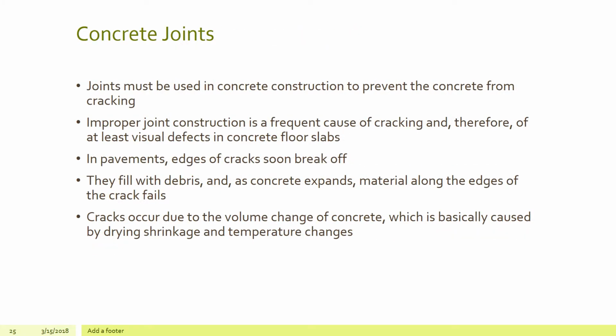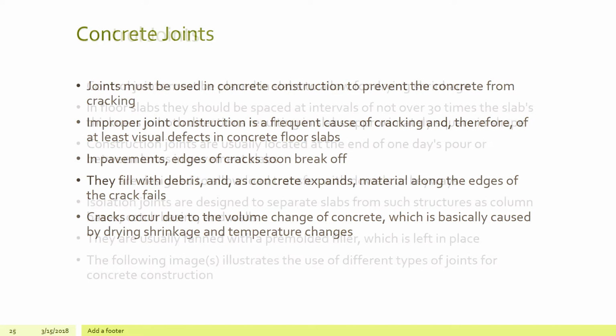Let's take a look at concrete joints. Joints must be used in concrete construction to prevent the concrete from cracking. Improper joint construction is a frequent cause of cracking, and of course, this is a visual defect in a concrete slab or a floor slab. In the pavement, the edges of the cracks soon break off. They fill with debris, the concrete expands, and the material along the edges of the cracks fails. Cracks occur due to the volume change of the concrete, which is basically caused by drying shrinkage and the temperature changes that we have.